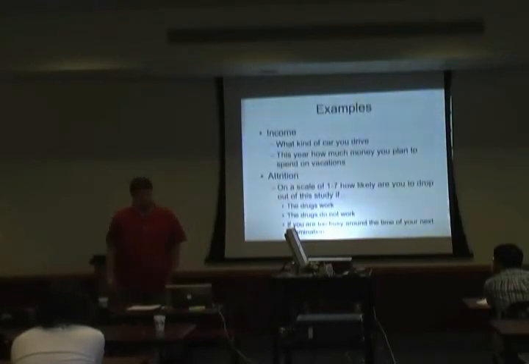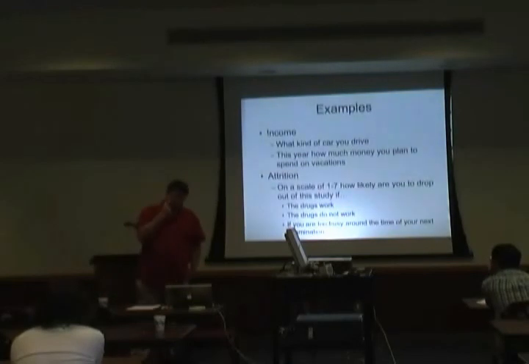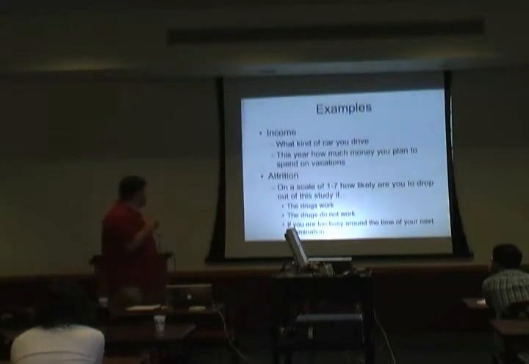Examples, I already went through a couple of these. Income: you can ask them what kind of car they drive, how much money they plan to spend on vacation this year, how much money they spent last year. I just read a very good example in Joe Schafer's paper on attrition, and this is getting into the longitudinal stuff that we'll talk about more on Monday.